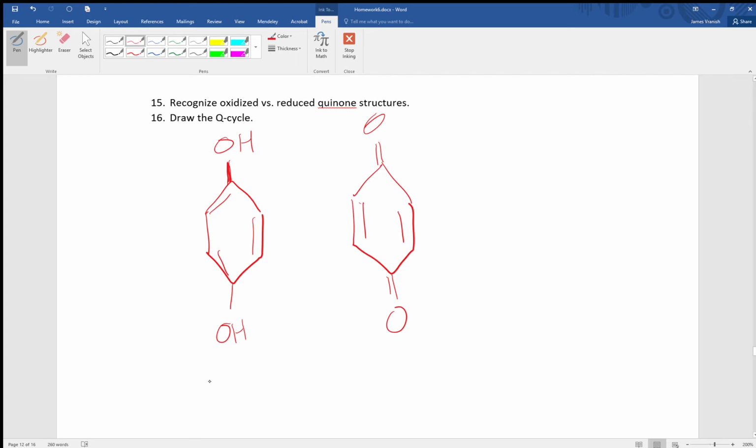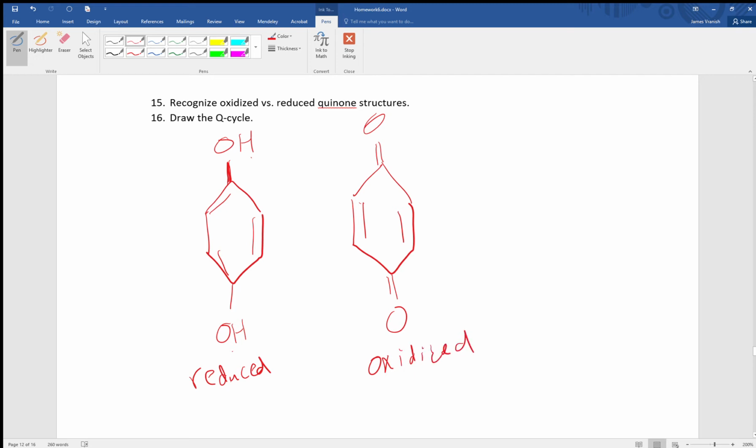Now, the form on the left, and the key thing here are these hydrogens. Anytime we're gaining bonds to hydrogen, we're talking about a reduction. So this is the reduced form. The form on the right is the oxidized form of a quinone. All right, so that's it for number 15.